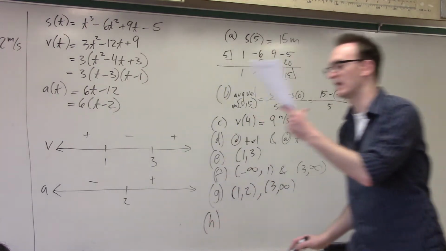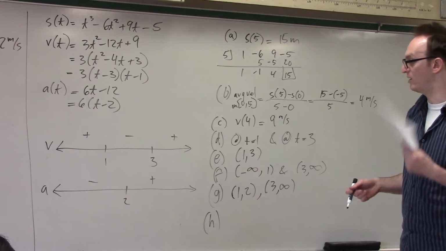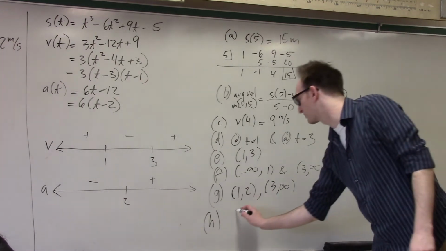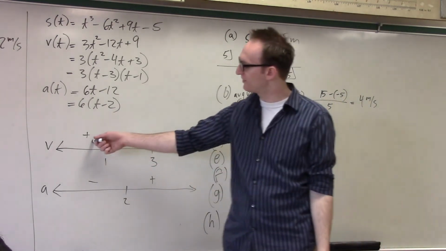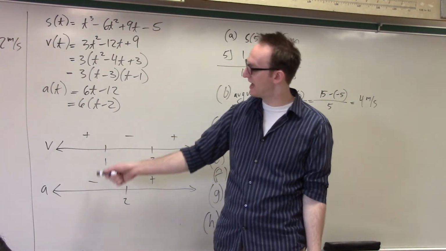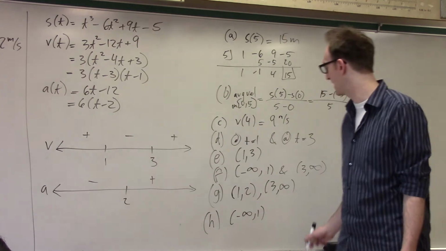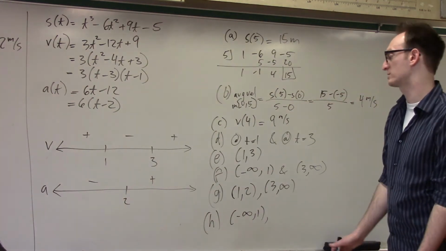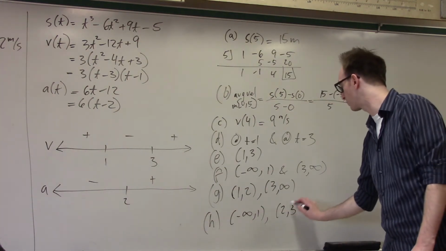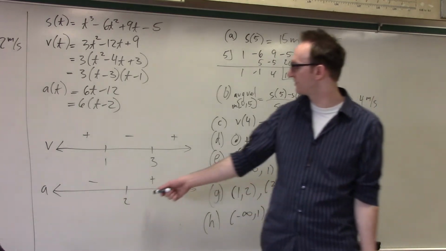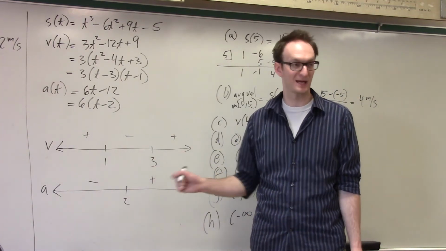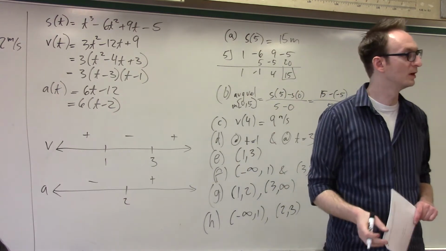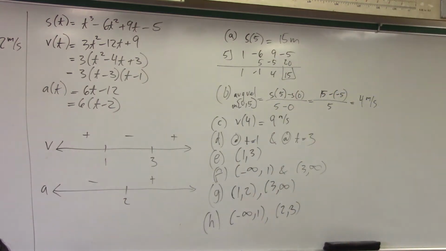And finally, when is my particle slowing down? Answer: everywhere else. From negative infinity to 1, my velocity is positive and getting smaller, so slowing down, and also on the interval from 2 to 3, in which my velocity is negative but getting bigger, which means less negative, which means my speed's getting smaller. Cool? Alright, sounds like you guys are experts on this.